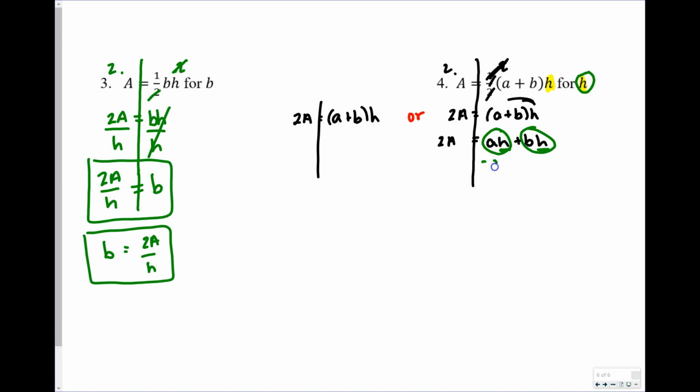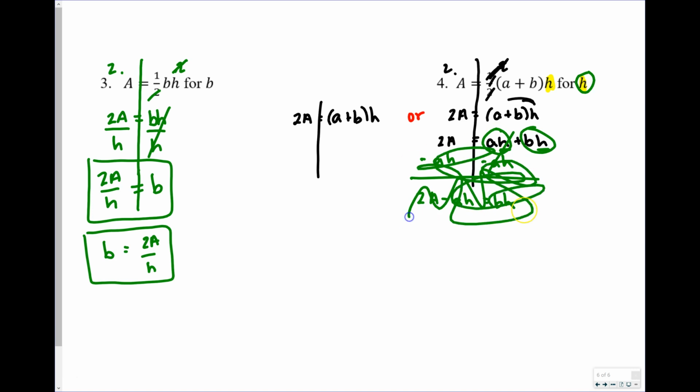And if I subtract one over here, I got 2a minus, oops, that's a equals 2a minus ah equals bh. That doesn't help me. I've still got these h's everywhere. So, this makes me angry. So there's got to be a better way to get h by itself. Well, that brings me to this thing over here.